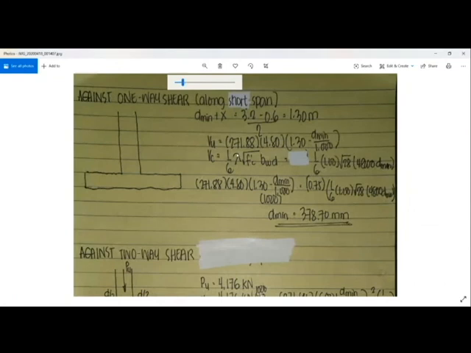271.88 multiplied by 4.8 multiplied by 1.3 minus D minimum over 1,000. Then VC is 1/6 lambda square root of f prime c b_w d. So 271.88, this one, VU is equal to VC. We multiply it by 1,000 to make it Newton. It is equal to 0.75 VC. We are able to solve for D, which is equal to 307.70.